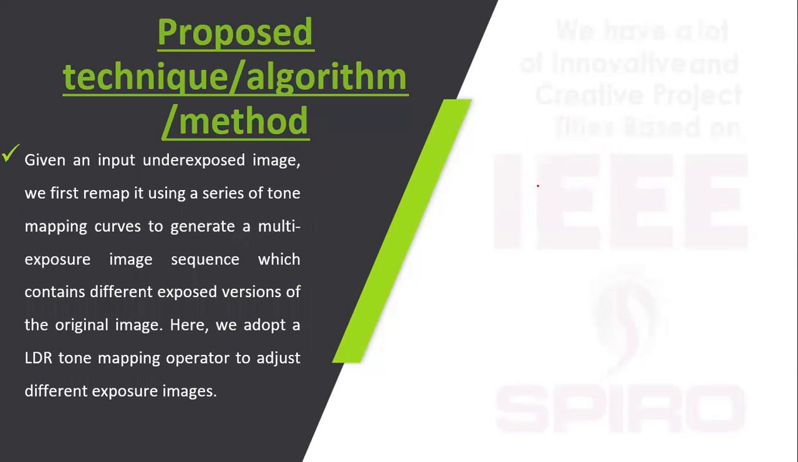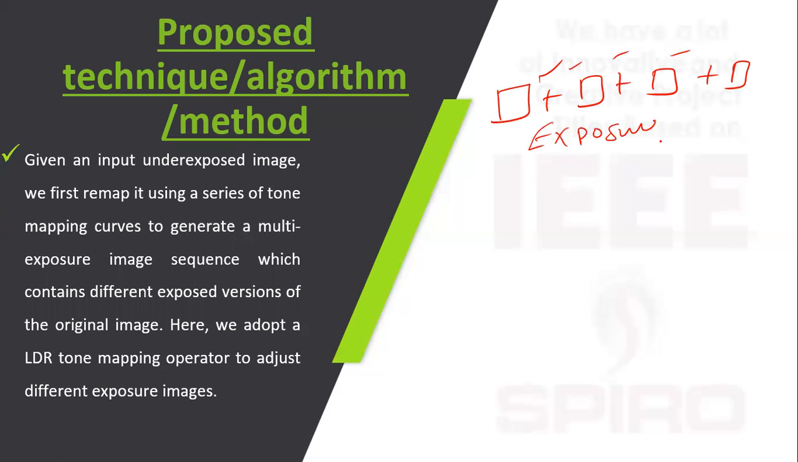In our proposed algorithm, we use underexposure images with different models. First of all, these are the different exposure models. Finally, we fuse the models and get the better result.